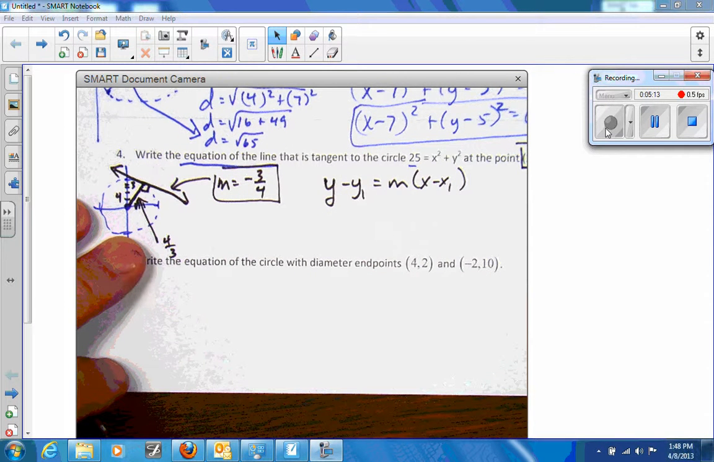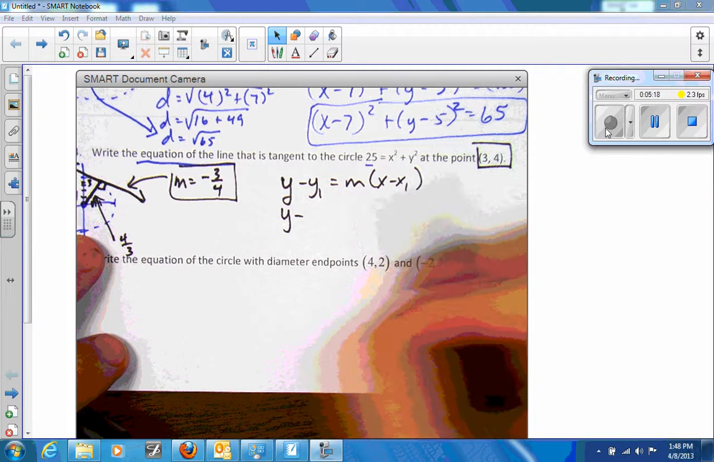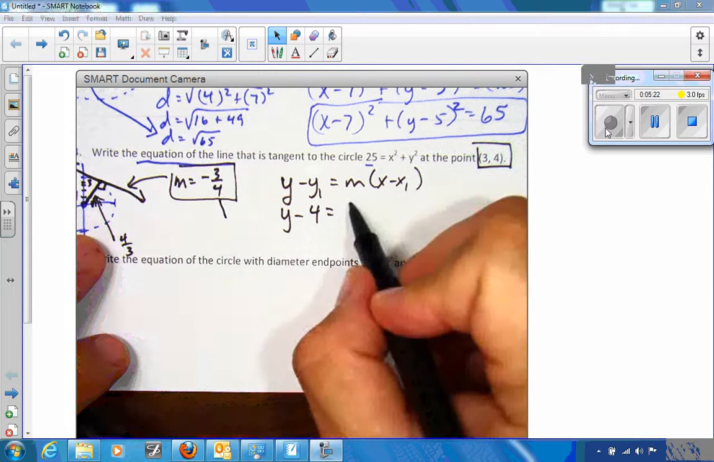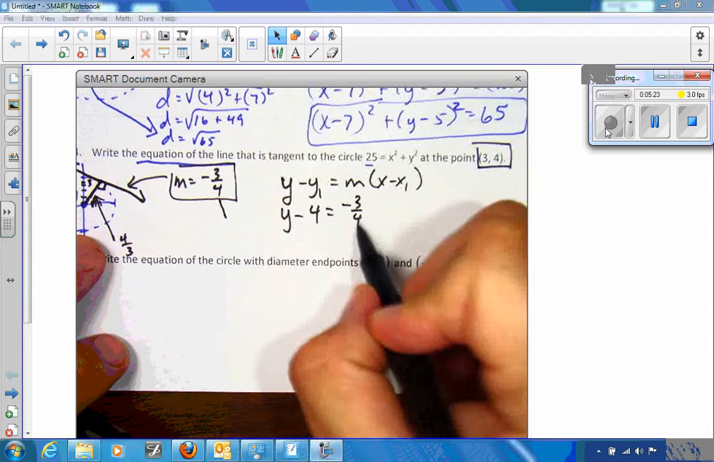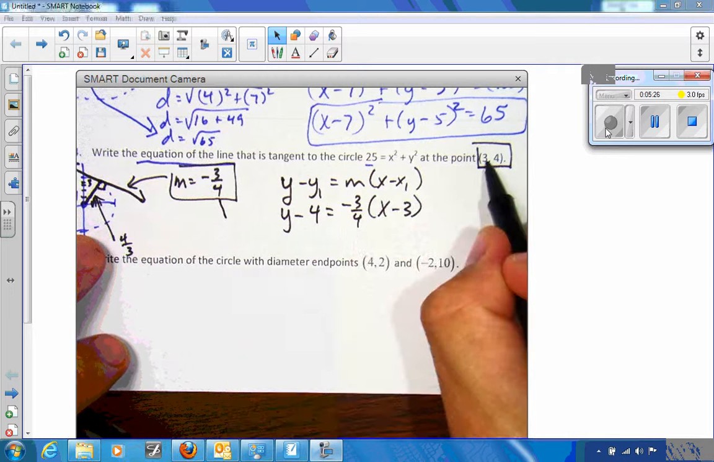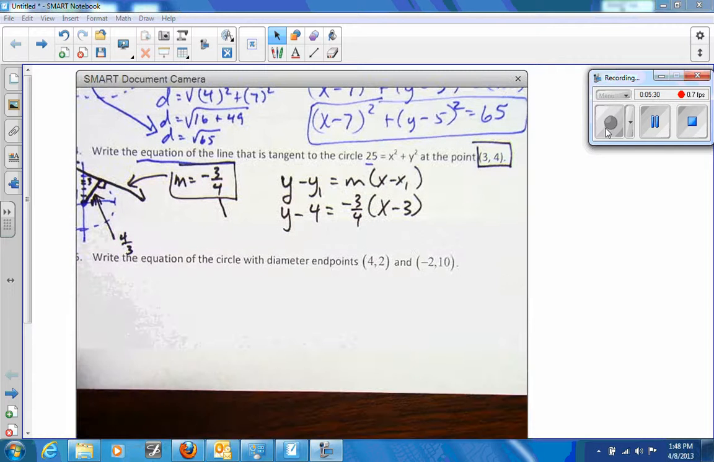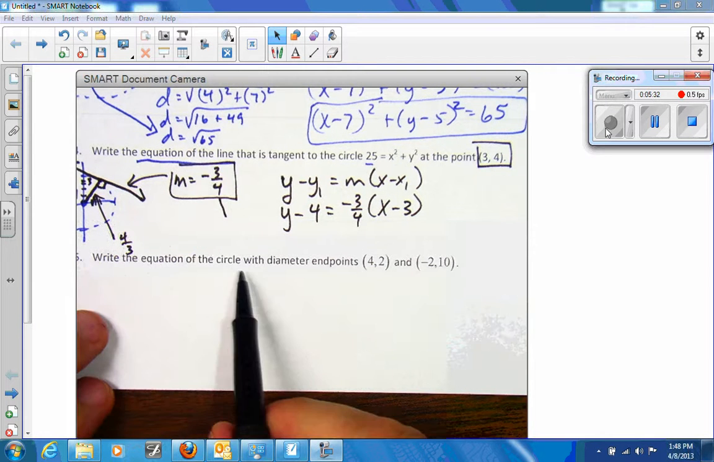So in this case, y minus 4 equals, go ahead and bring down this slope right here, the negative 3/4, and of course x minus 3. And I would just leave it like that. It's in point slope form. You're good to go.